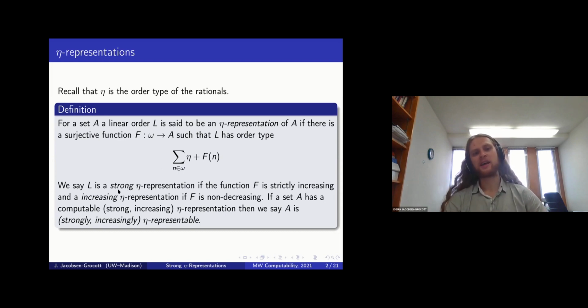We say that L is a strong eta representation if the function f is strictly increasing, and L is an increasing eta representation if f is just non-decreasing. We also say that if a set A has a computable eta representation, then A is eta representable. Similarly, if it has a computable strong eta representation, then it's strongly eta representable, or if it has a computable increasing eta representation, then it's increasingly eta representable.